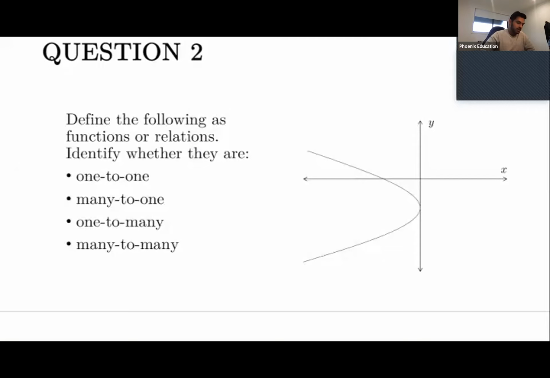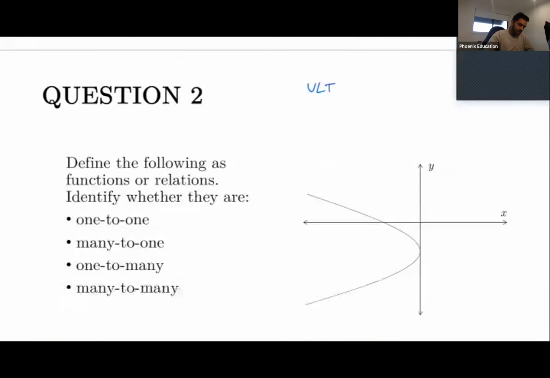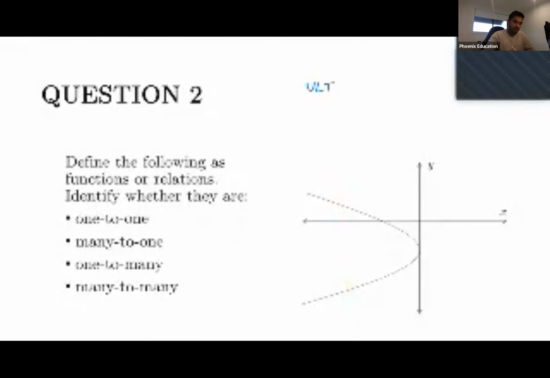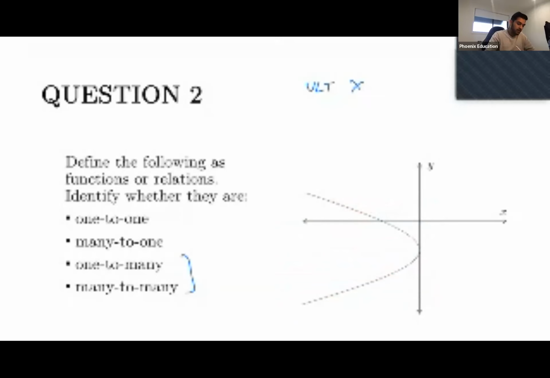Okay, so let's have a look. So the vertical line test, it fails. So this is not a function, which means it's one of the last two. Now let's have a look at the horizontal line test. If we draw a horizontal line anywhere in this graph, you'll only cut once. So the horizontal line test, this one actually passes, which means it's a one-to-many relation.